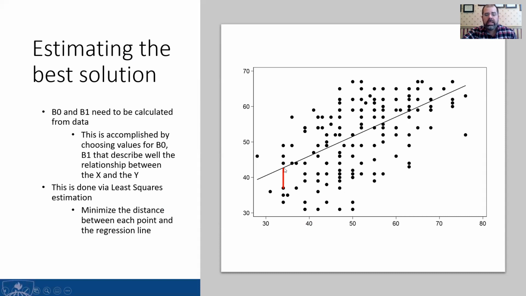So what least squares estimation does in linear regression is it tries to find the fitted line that minimizes basically the squared sum of all of these residuals between each point and the regression line.